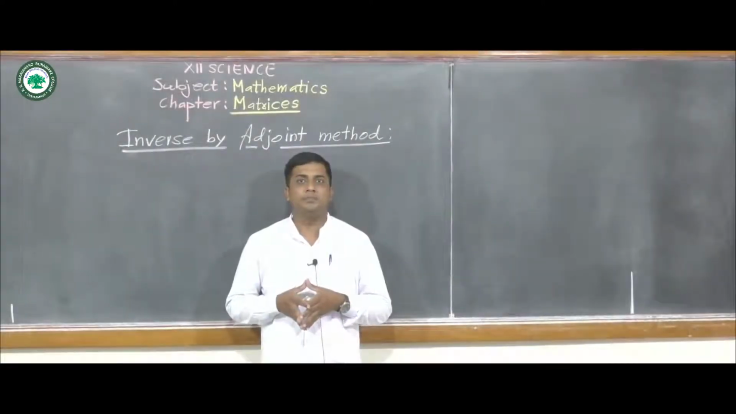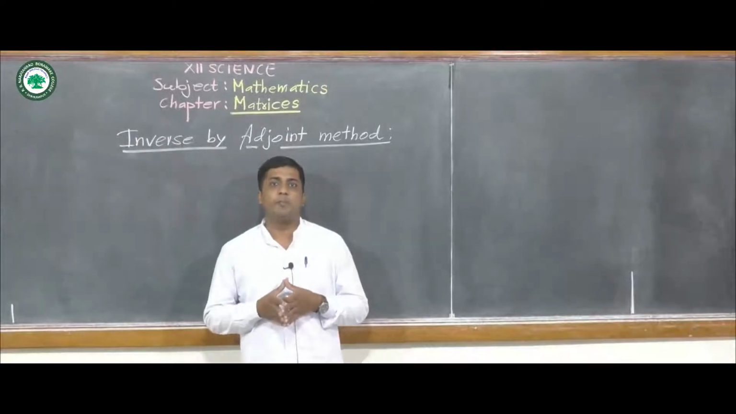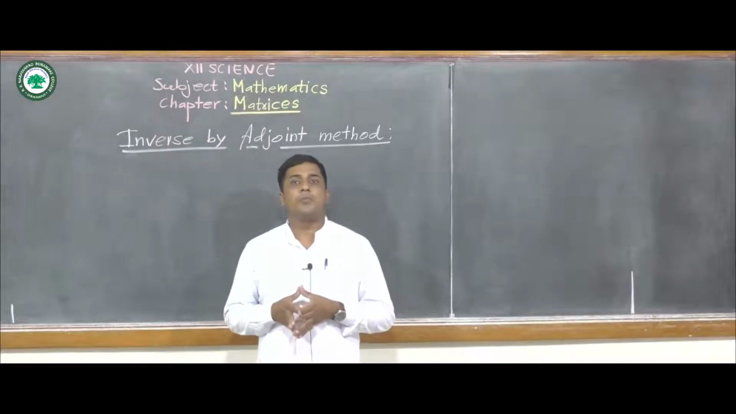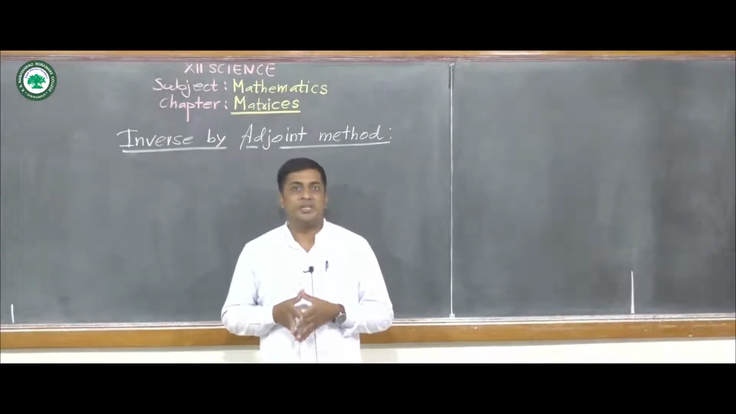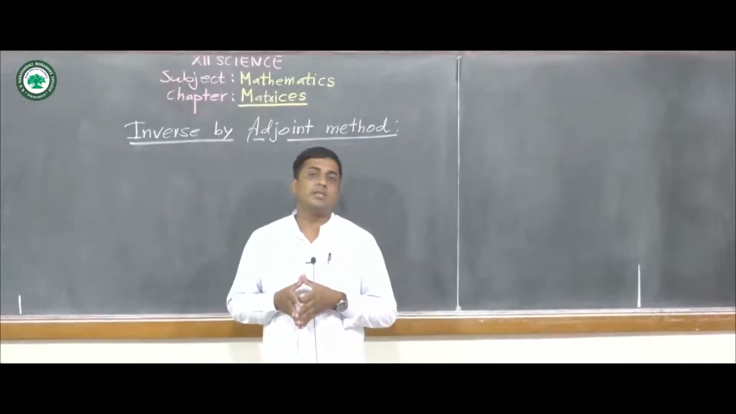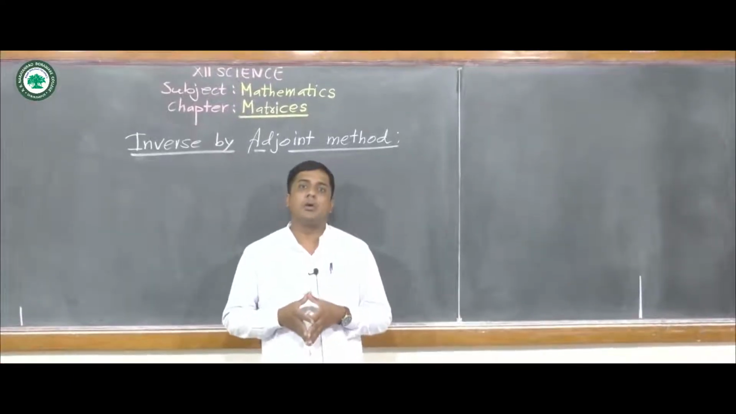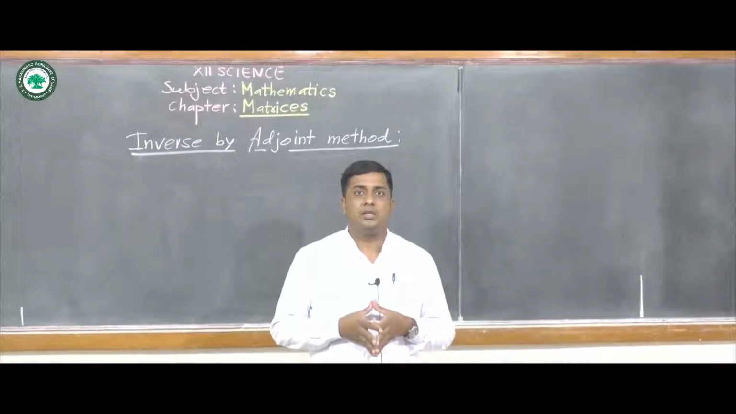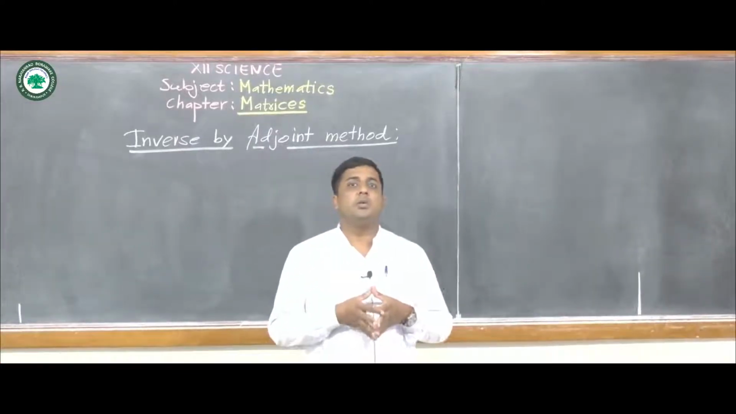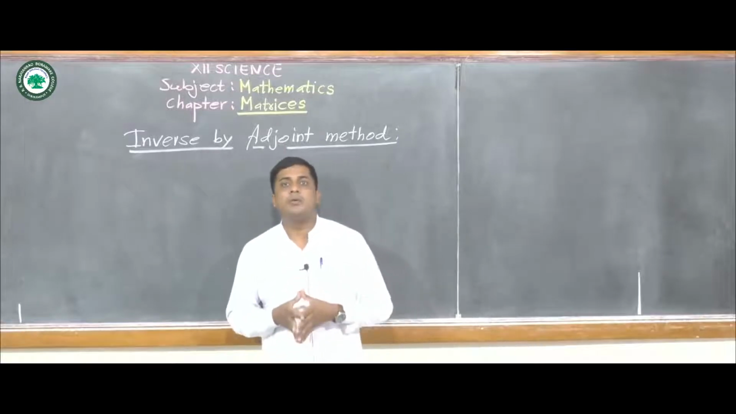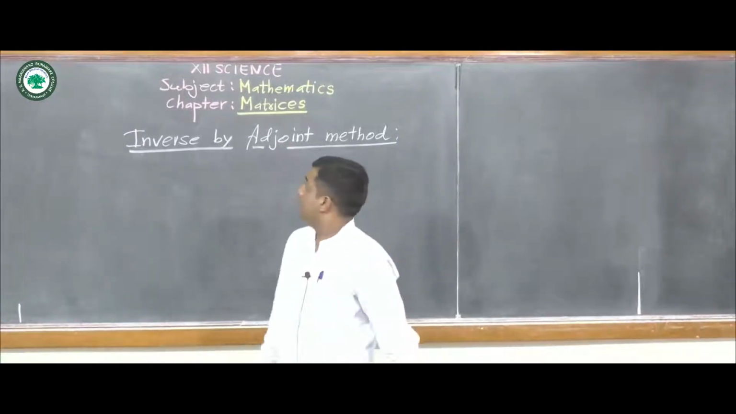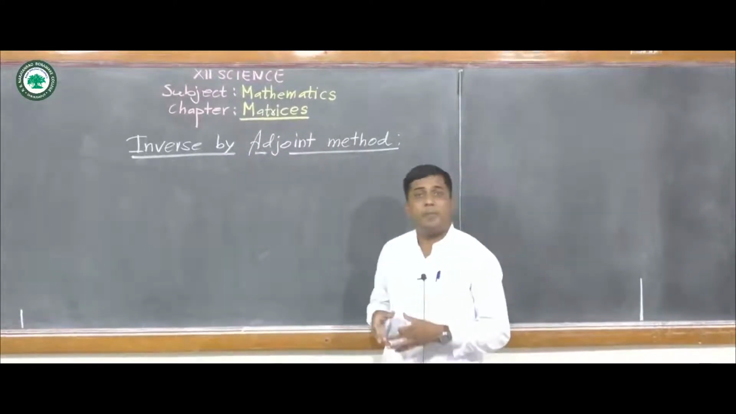Hello everyone. In the previous lecture we saw some important examples related to the inverse of a matrix by elementary transformations. In that we considered row transformation and column transformation. That is, we performed a series of transformations to find the inverse of a matrix. Now in today's lecture we go with a new concept: inverse by the adjoint method.